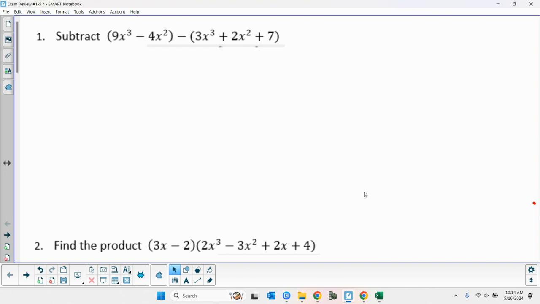All right. So for number one, it's just subtraction, just combining like terms. Okay, maybe on the exam it might be addition, but you guys can handle it.